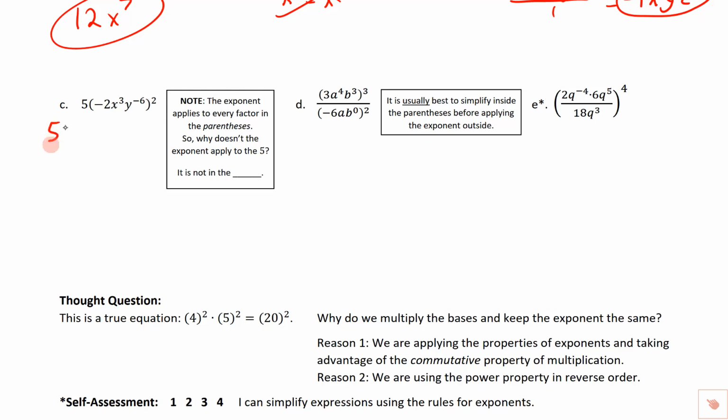So I'm going to put the 5 out here, and then what we have here is we've got negative 2 raised to the 2nd. Now remember, that is a negative 2 raised to the 2nd. So there's going to be 2 negatives here.